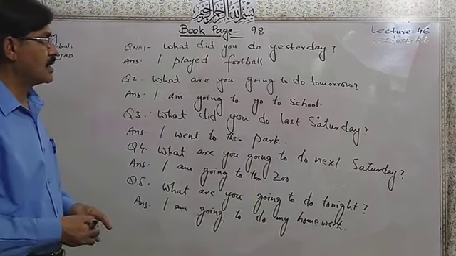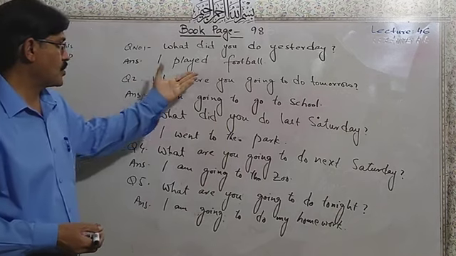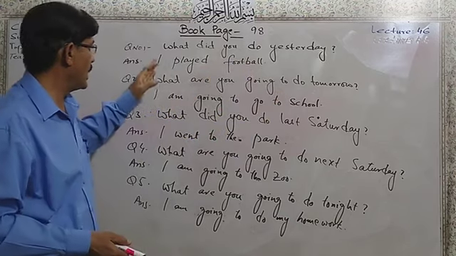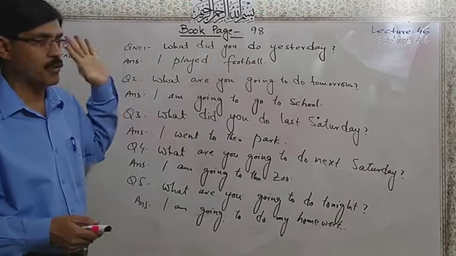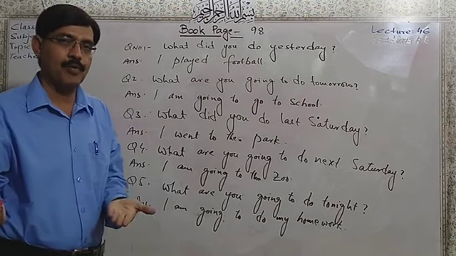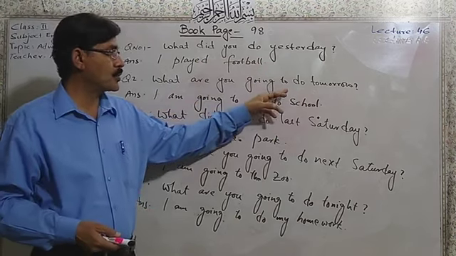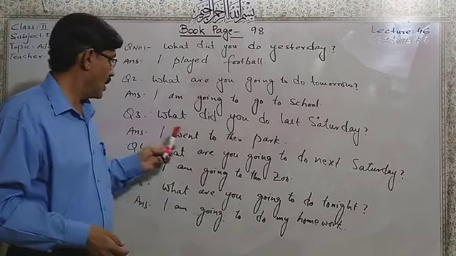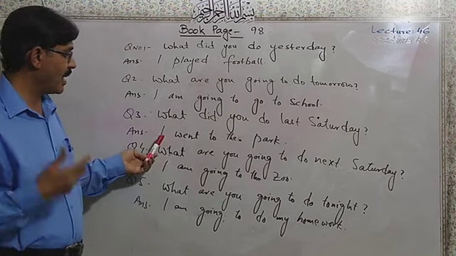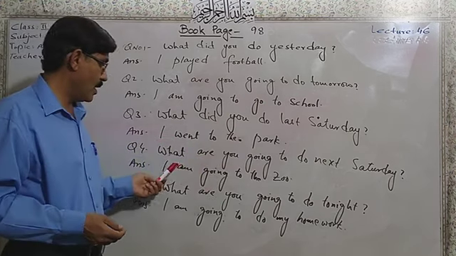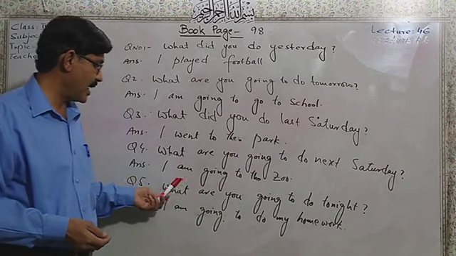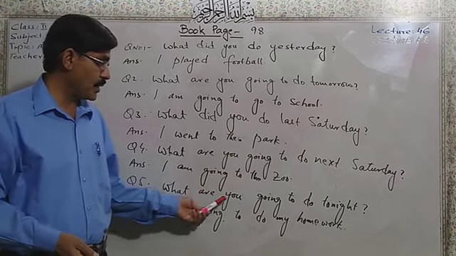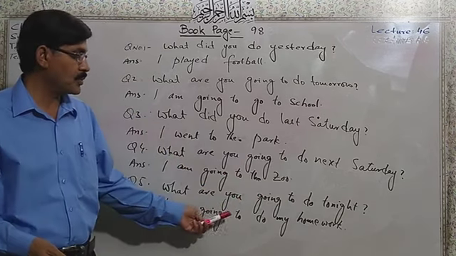Okay, dear student, these are the shortest answers. You can also write yesterday here, but if you don't write it, don't worry about this one. Only write: What did you do yesterday? I played football yesterday. What are you going to do tomorrow? This is a simple future. I am going to go to school tomorrow. What did you do last Saturday? Last Saturday I went to the park. What are you going to do next Saturday? I am going to the zoo, because it's the coming time, that's why. What are you going to do tonight? I am going to do my homework.